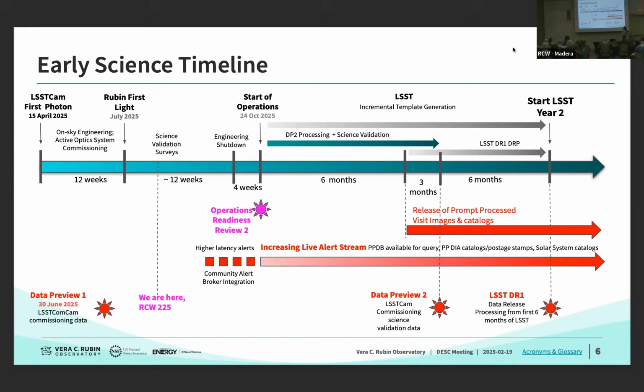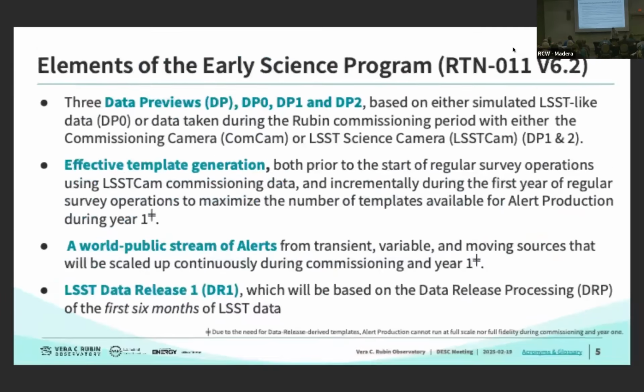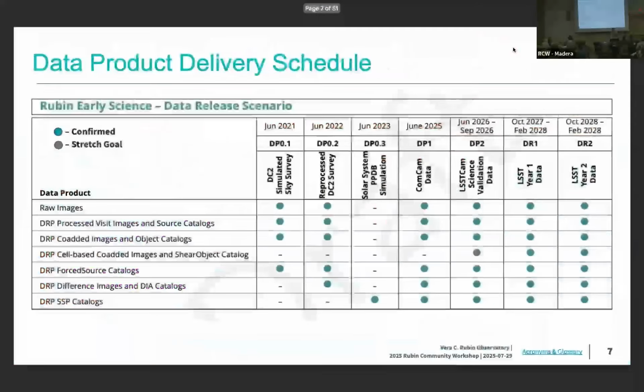We will start the processing for DP2, release DP2 roughly 9 months after we move into operation, and we will incrementally stream up the live alert stream. And at some later point during year 1, the prompt products database would also become available. Oops, this is not logical.